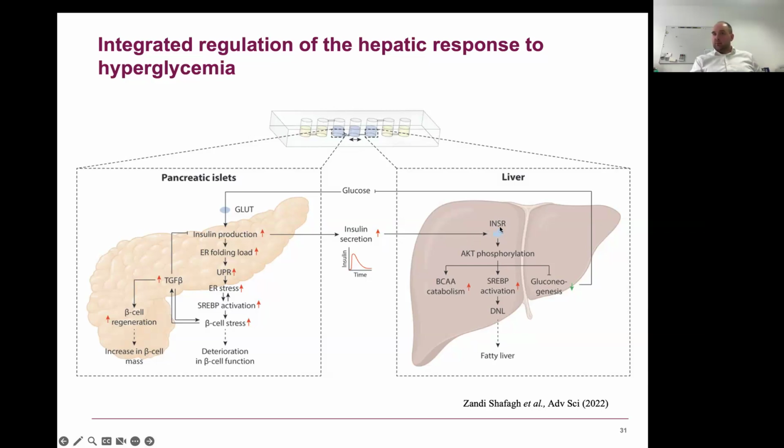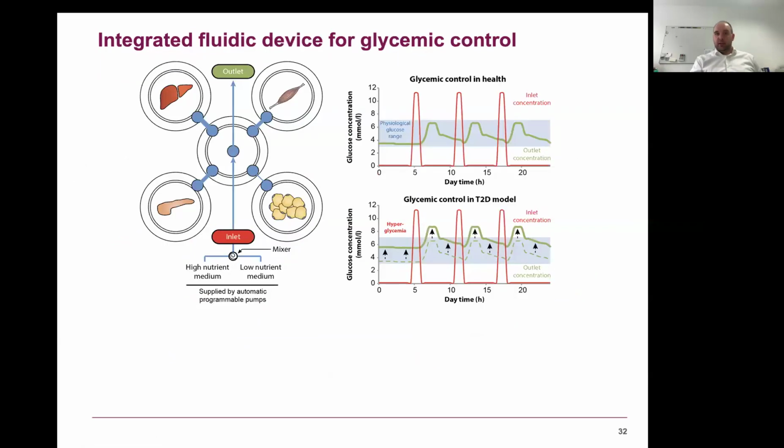Insulin signals, or activates, binds the insulin receptor in the liver, resulting in AKT phosphorylation and then further downstream, for instance, SREBP activation, which links it to de novo lipogenesis, and also a repression of gluconeogenesis, which in turn then is a negative feedback to circulating glucose levels. So this here was a two-tissue constellation. We're working on this more complex four-tissue scenario, where again we are interfacing this with a sampling system.